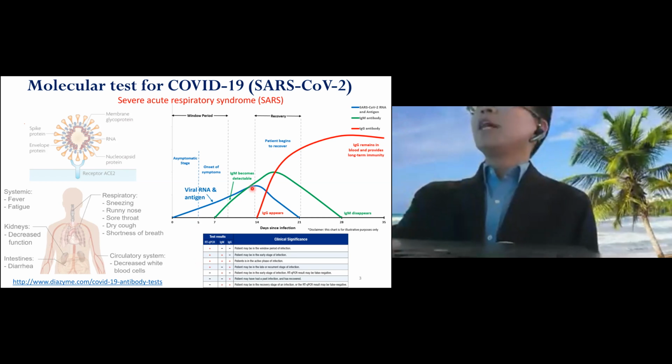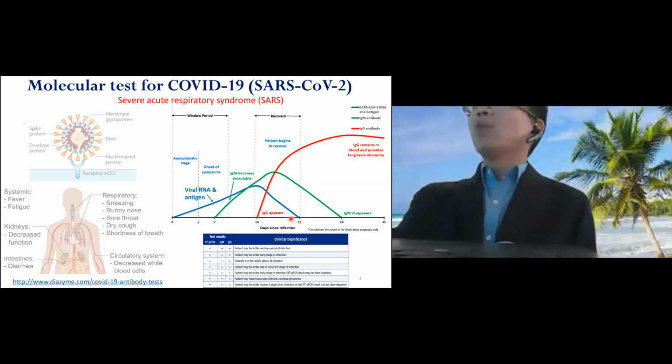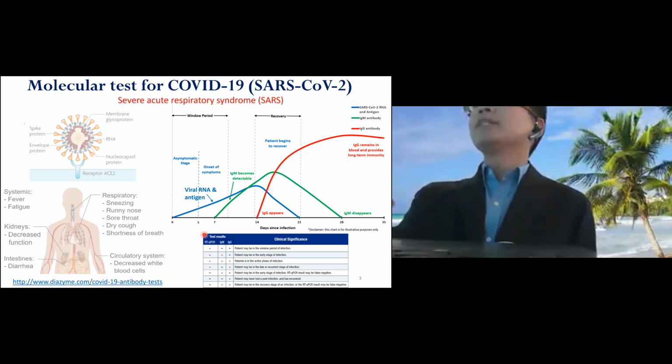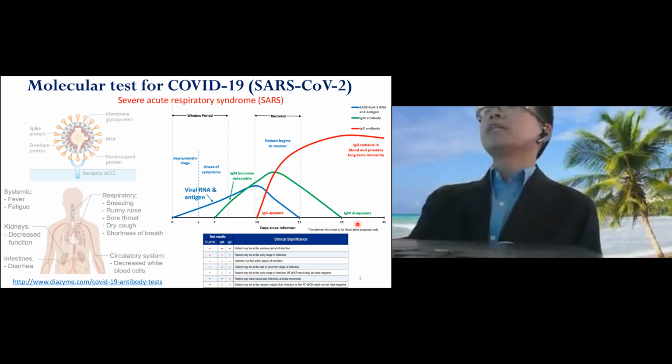So different biological markers have different clinical significance. For example, with RT-PCR, we can directly detect the viral RNA. For the antibody test, we can test IgM and IgG, the immunological test. So they basically have different clinical significance.